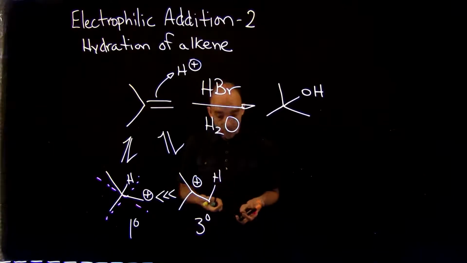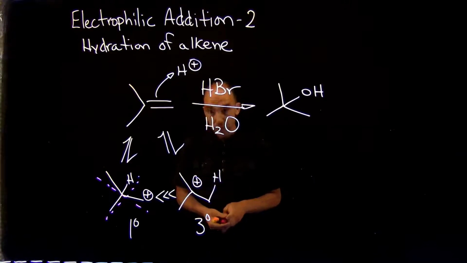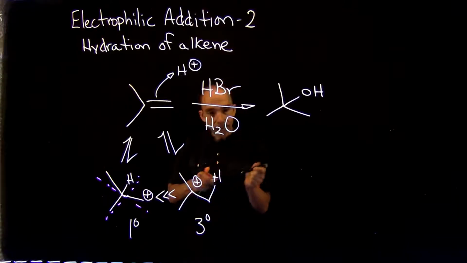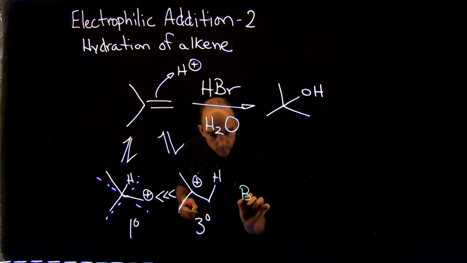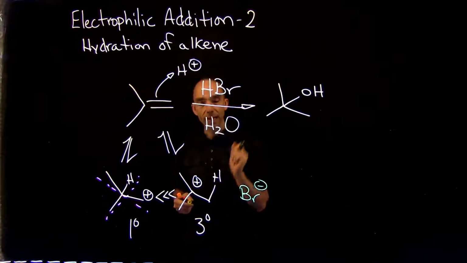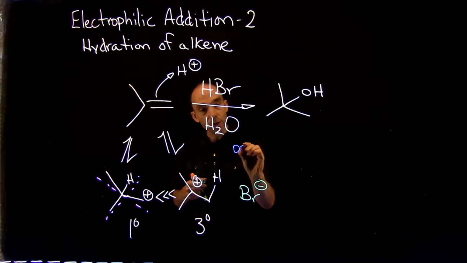Now that's where things start to be a little different. So we get now two possibilities. After the first step, we still have the bromide that is formed as a leftover of the hydrobromic acid, but we also have the water molecule. So we have two possible nucleophiles that can attack the carbocation.